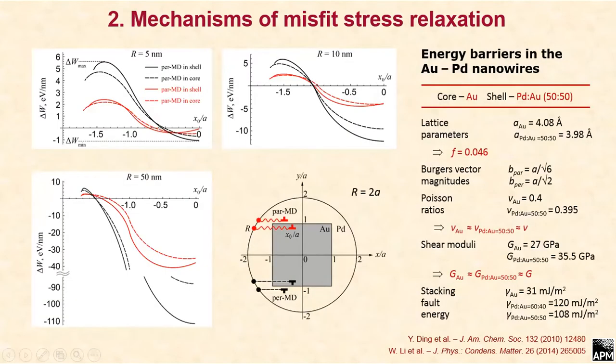Also, we can see the results which were obtained for the exemplary case of gold-palladium core-shell nanowires, made from metals. So here we see some material parameters: lattice parameters, a misfit value of 4.6%, Burgers vector magnitudes for partial and perfect dislocations, and Poisson ratios, which are very close. That's why we use the 1.04 value. And shear moduli are also very close to each other, so we took 30 GPa for them. They are assumed to be equal because this difference is very small for these problems. And we also have some information about stacking fault energy. These are given here, and you can see the references from which they were taken.